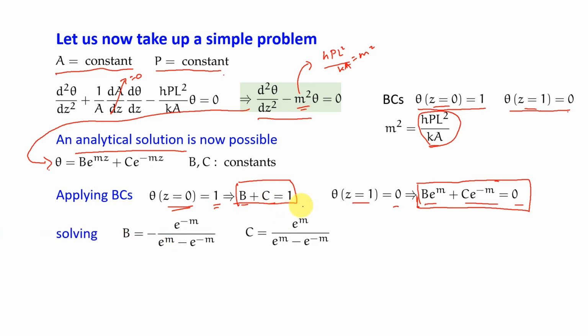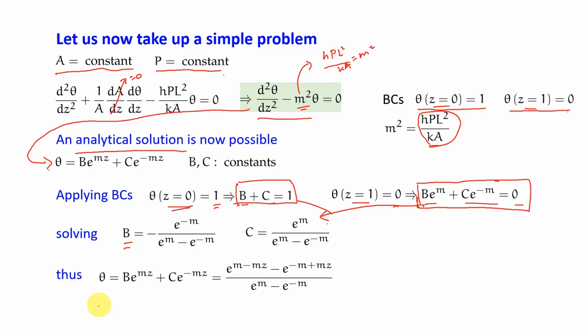If I solve these two equations, I get the following values of b and c. For b, it will be minus of e to the power minus m divided by e to the power m minus e to the power minus m, and c equals e to the power m divided by e to the power m minus e to the power minus m. You can see that all these terms come like e to the power m minus e to the power minus m, and when such terms come, it is probably helpful to represent them in terms of hyperbolic function.